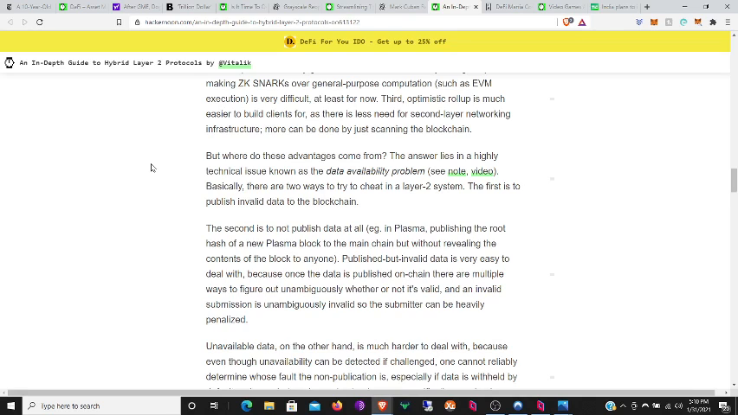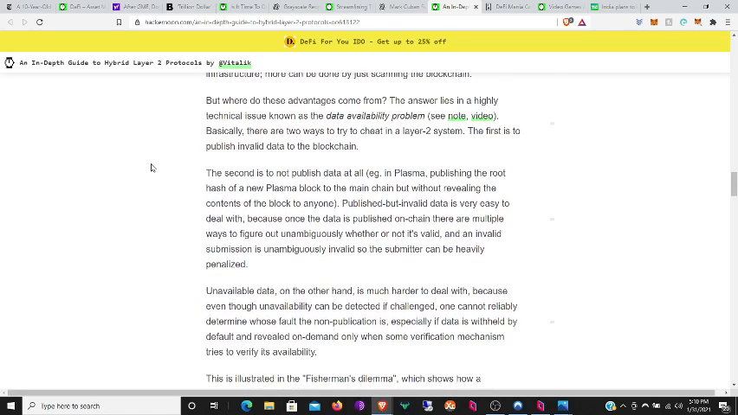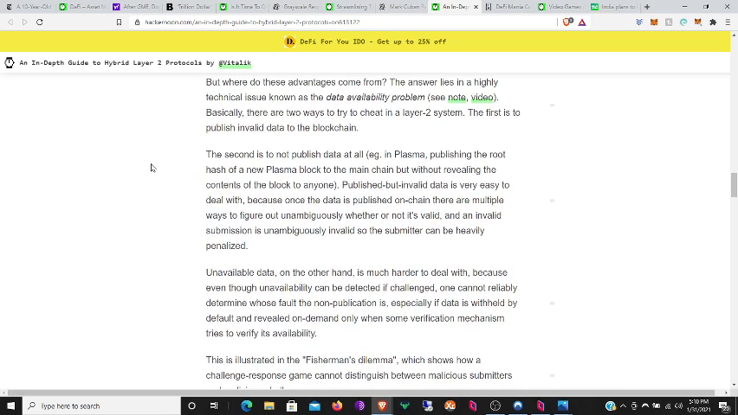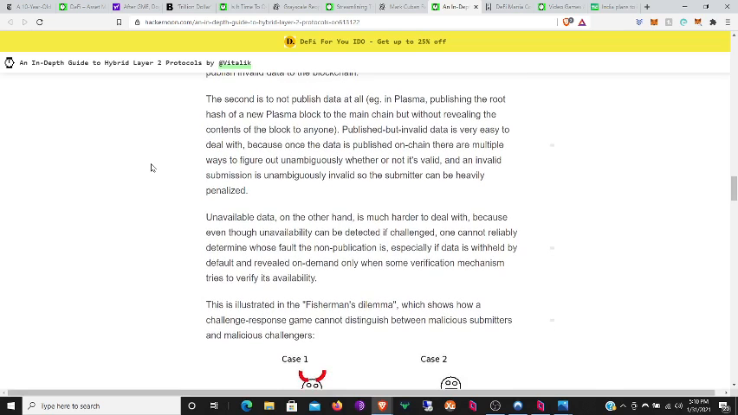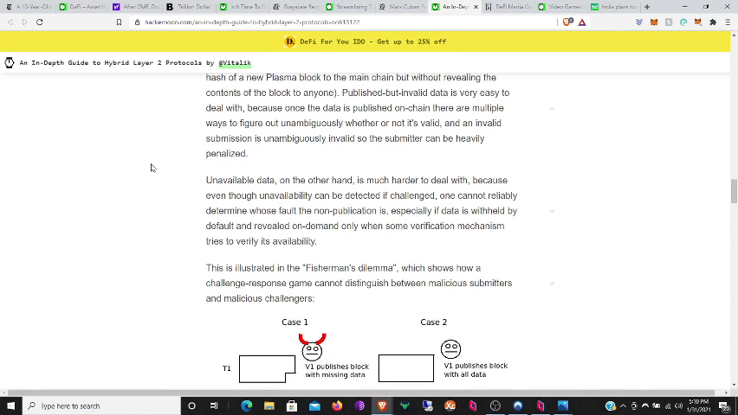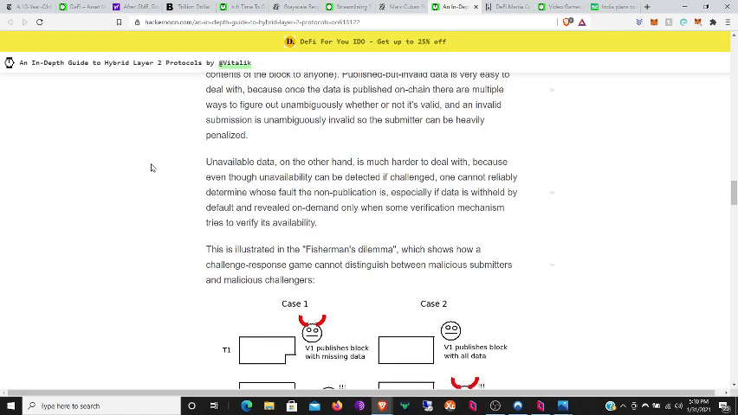Basically, there are two ways to try to cheat in layer 2 systems. The first is to publish invalid data to the blockchain. The second is to not publish data at all, e.g. in Plasma, publishing the root hash of a new Plasma block to the main chain, but without revealing the contents of the block to anyone. Published but invalid data is very easy to deal with, because once the data is published on chain, there are multiple ways to figure out unambiguously whether or not it's valid. An invalid submission is unambiguously invalid, so the submitter can be heavily penalized.